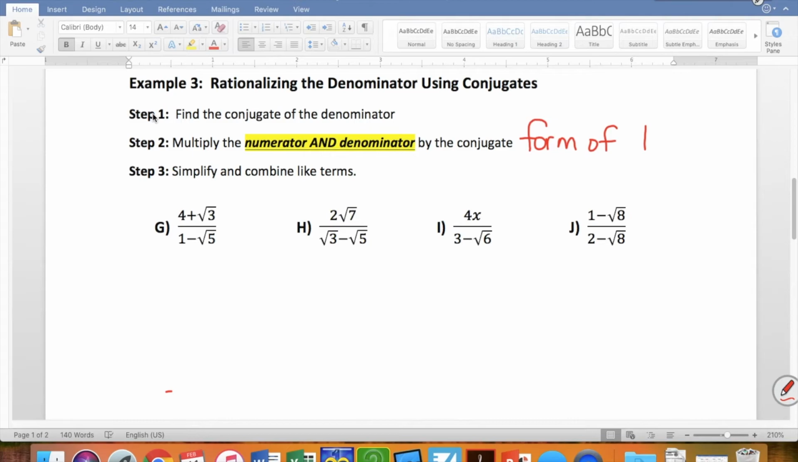My conjugate of the square root of 3 minus the square root of 5 would be the square root of 3 plus the square root of 5.